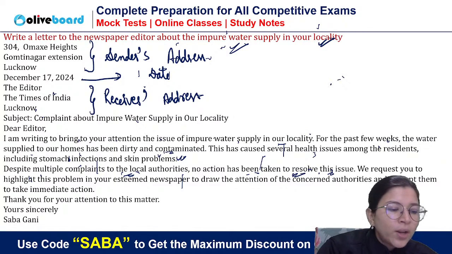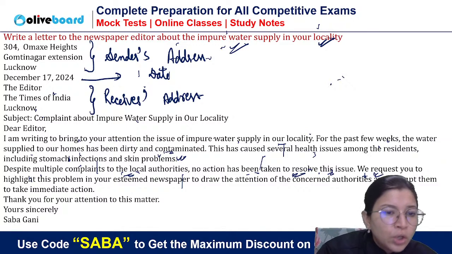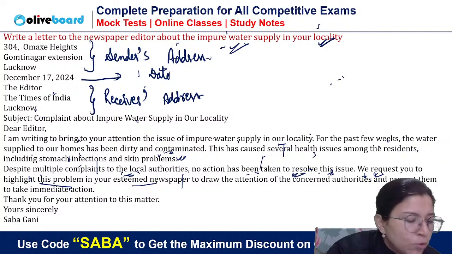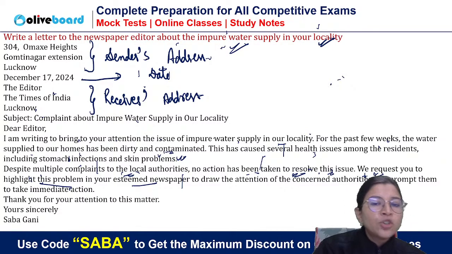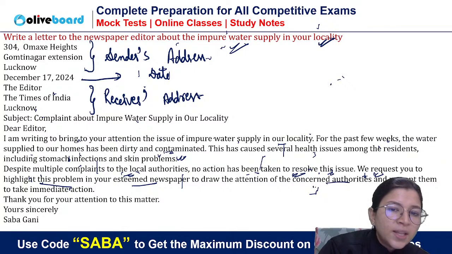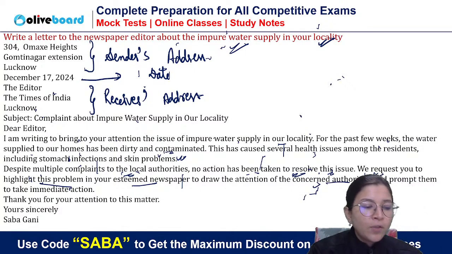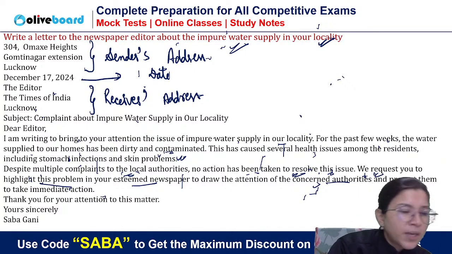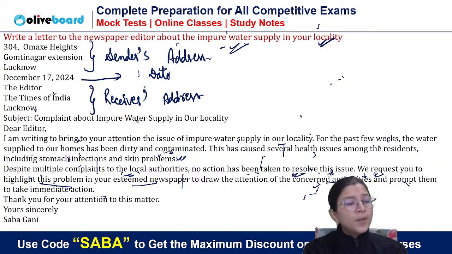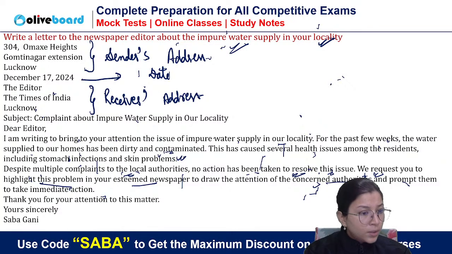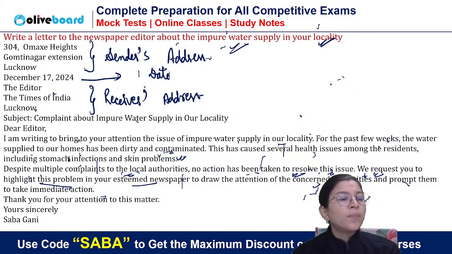So that is why now you are coming to the request, and this request is mandatory. We request you to highlight this problem in your esteemed newspaper to draw the attention of the concerned authorities. This you can write in the beginning or in the end, wherever you want. And prompt them to take immediate action. So you can only request the editor to publish that article in your newspaper, so that the concerned authorities take notice of it and take immediate action.